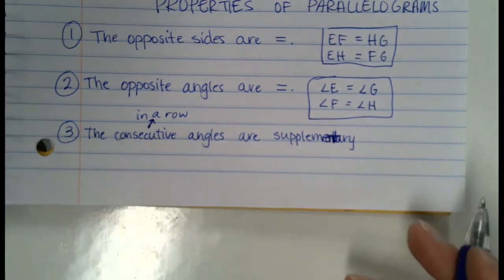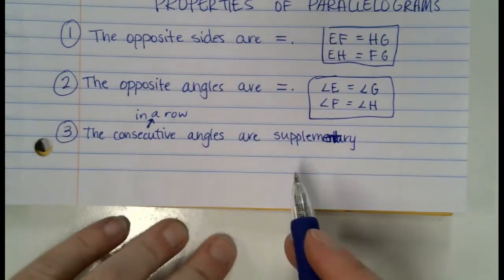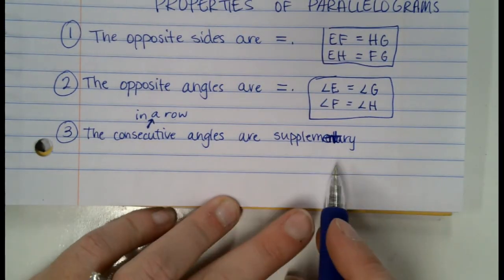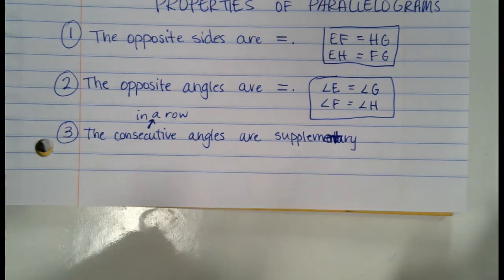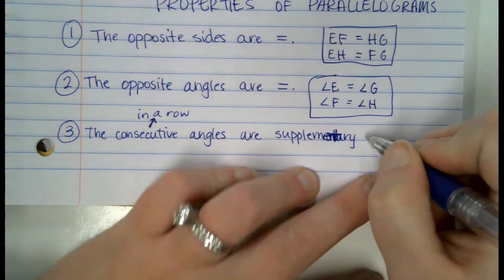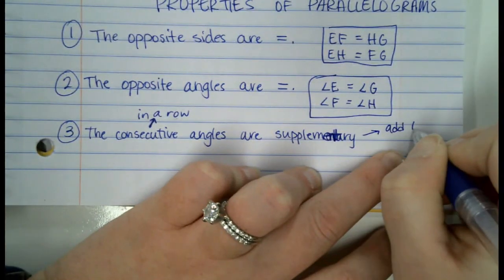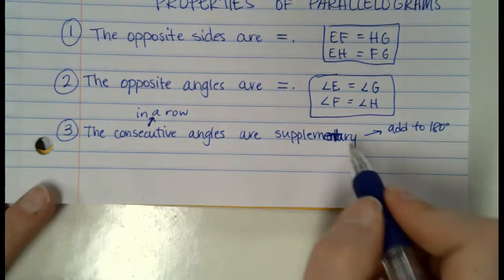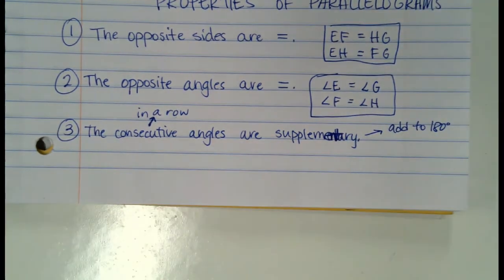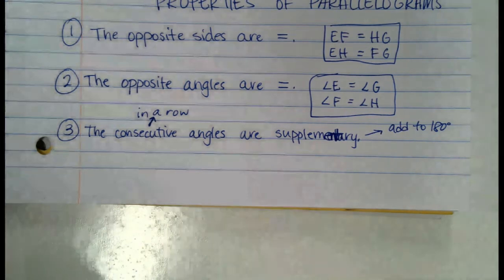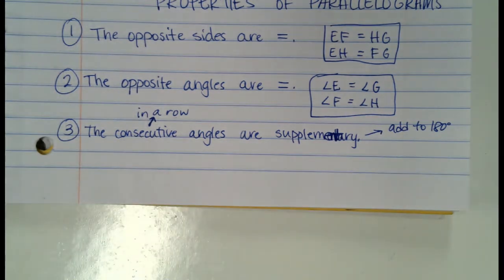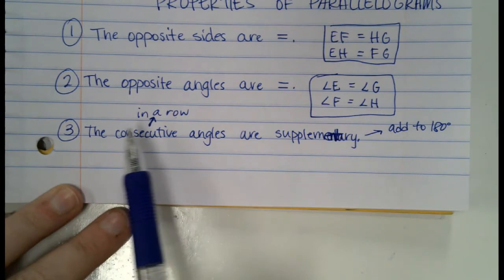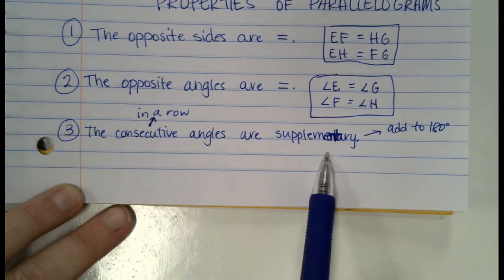Supplementary, supplementary. This is a geometry word that we have not talked about this year, and I have done a bad job for not talking about it. This word right here means they add to 180 degrees. And again, that's our magic number. A lot of things, I told you guys this, a lot of things add to 180. So in a parallelogram, angles in a row are supplementary, which means they add to 180.